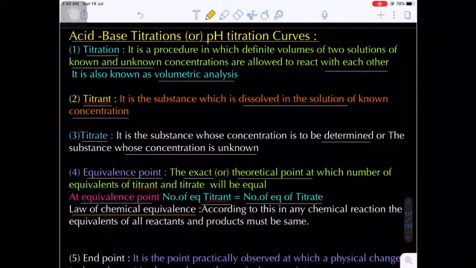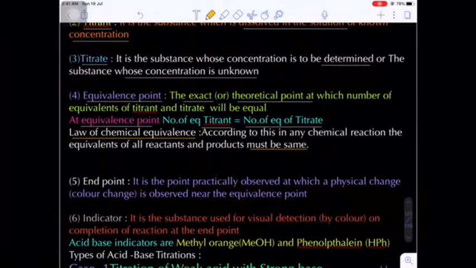Now this is known as the law of chemical equivalence, according to which in any chemical reaction the equivalents of all the reactants and products must be the same. This is very important. That means in any chemical reaction, substances always combine in equivalent ratio. Are you getting my point?